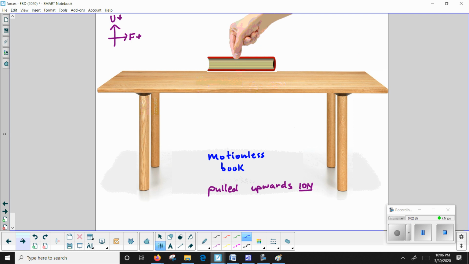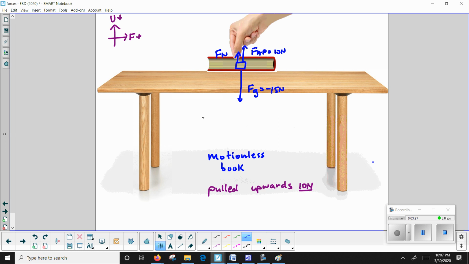Well, what would happen if I had this? What if I pulled upwards with 10 newtons? The book is still motionless though. How's that possible? Well, let's look at the forces acting on the book. So remember, I have gravity. It is going to be 15 newtons downwards. And then I have my applied force, which is now upwards at 10 newtons. I'm also going to have some kind of normal force. How big is it? Well, let's look at the situation.